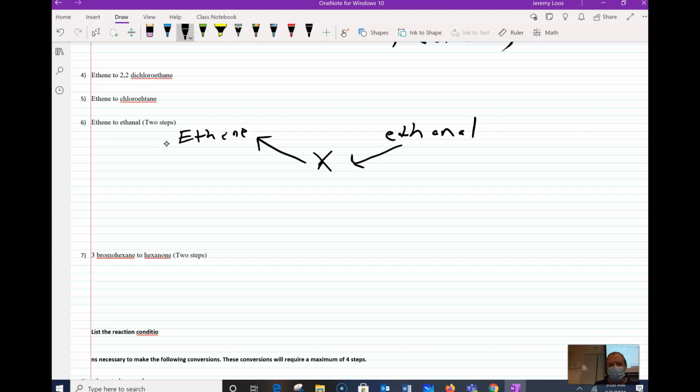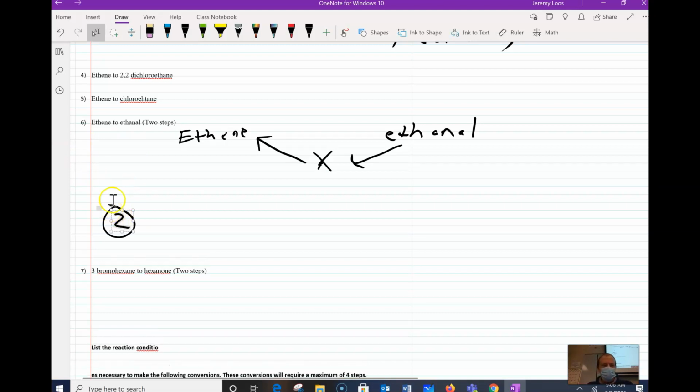Now, we do know of something you can turn to an aldehyde, which are alcohols. But again, we want to be specific. Depending on the type of alcohol, we can oxidize alcohols to aldehydes, to ketones, to carboxylic acids, and so on. But in this particular instance, we want the ethanal. So you also have to think about the ethanol, rather.